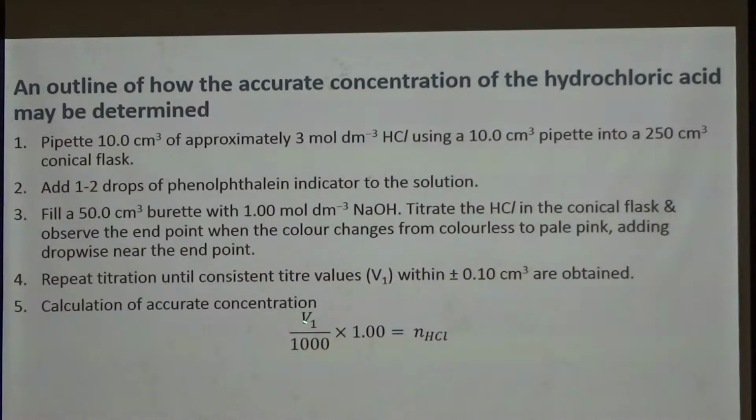Volume V1 of the NaOH that you use over 1000 times 1.00 will be equal to the amount of HCl. So the concentration of HCl is equal to the amount divided by 10.0 over 1000, and the units will be in terms of mole per dm³. Okay, so this one I'm very sure that you will know. Okay, and in 2015, this didn't pose any problems to the candidates at all. Okay, this was very straightforward for planning.